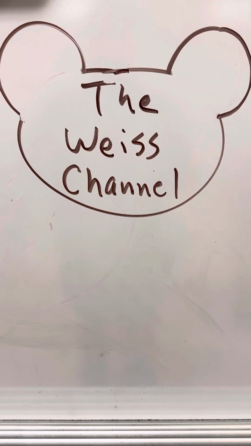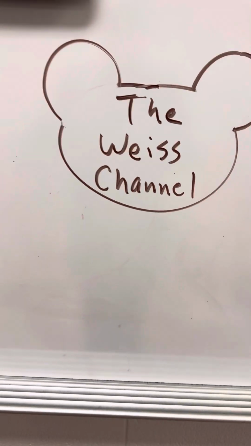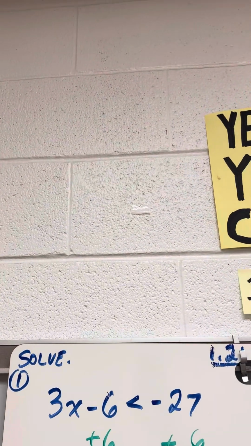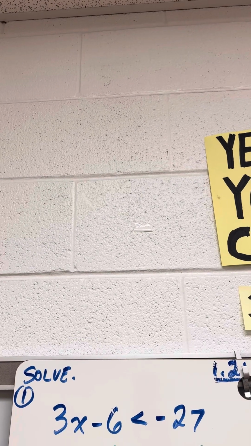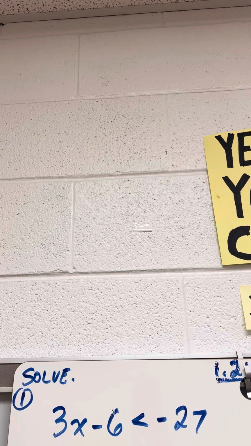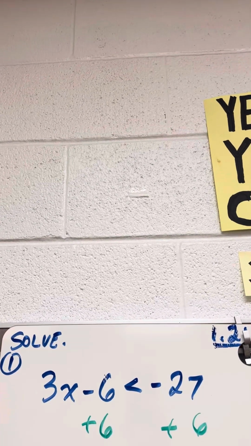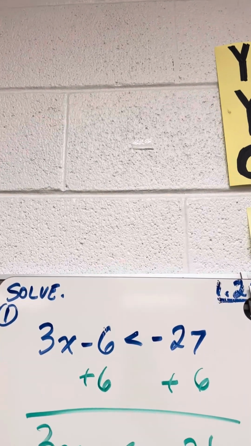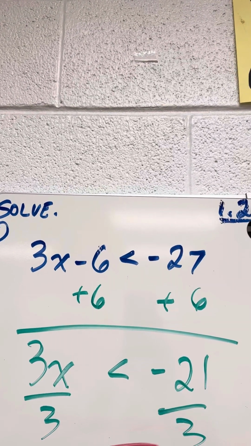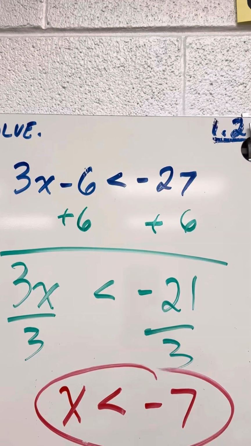Today we're looking at inequalities. For example, 3x minus 6 less than negative 27. Treat the less than just like an equal sign. What do you do to both sides? Add 6 to both sides. You get 3x less than negative 21, divide by 3. You get x is less than negative 7.